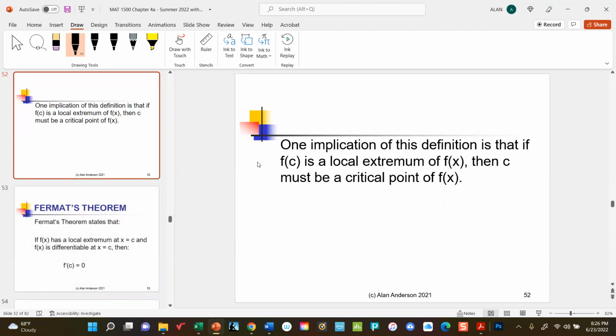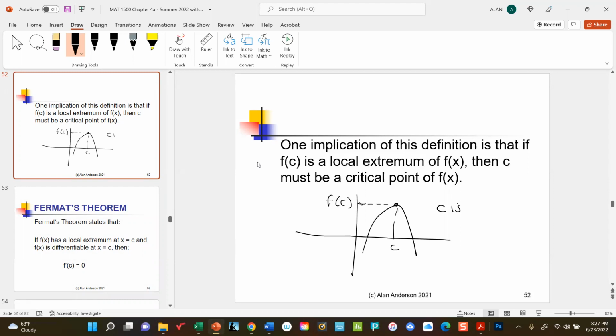Now, on the other hand, if we work this backwards, once we discover that this is, let's say, a maximum, that ensures that C is a critical point. So in other words, if we know that this is a maximum or a minimum, that guarantees that C is a critical point.